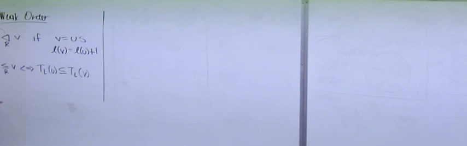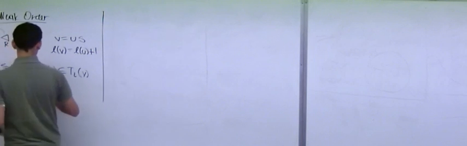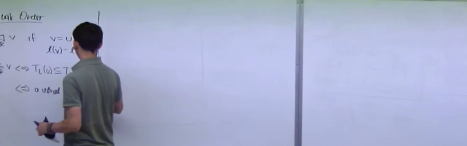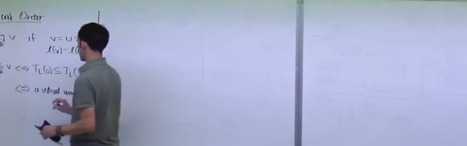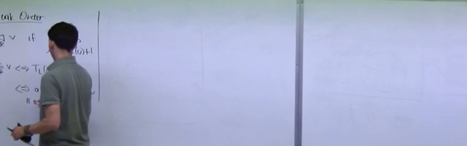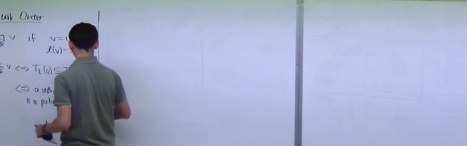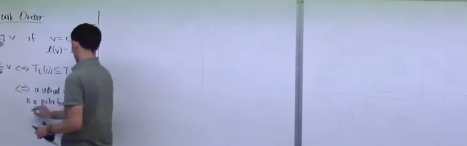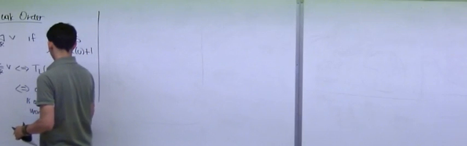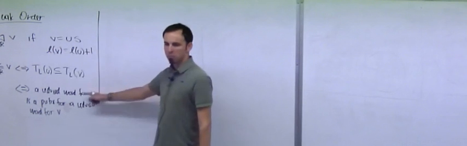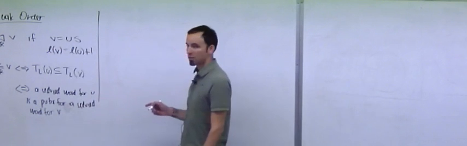And we proved the prefix property, which also says that this is equivalent to saying that a reduced word for U is a prefix for a reduced word for B. This is actually the most important thing, the thing that we will use the most.